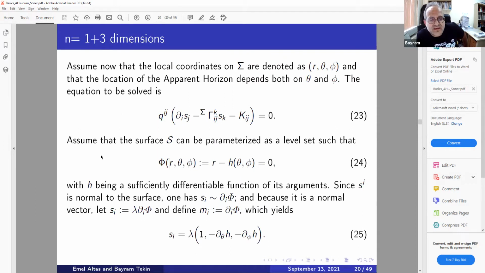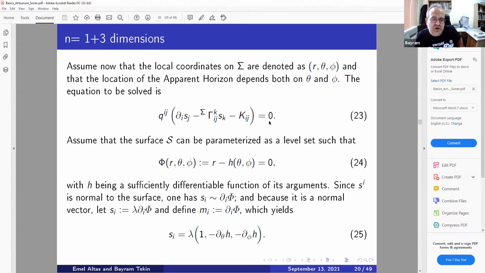You're welcome. So, assume now that the local coordinates on sigma are denoted as r, theta, phi, just regular r, theta, phi coordinates, okay? Basically, the location of the apparent horizon depends on theta and phi. So we can think of r as a function of theta and phi, because r, theta, phi defines sigma, and if you give r in terms of theta and phi, it defines a two-dimensional space.